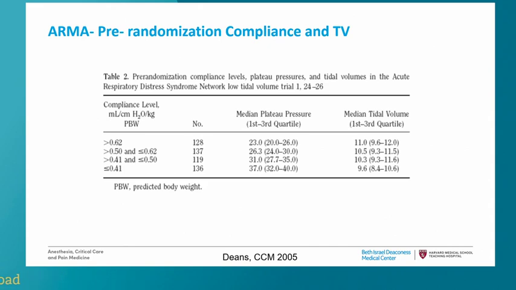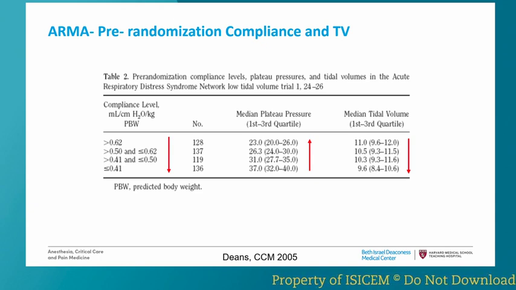So here you can see on the left-hand side of the graph the compliance of the patients who were enrolled in the trial. So this is pre-randomization data. You can see on the top is the higher compliant patients. On the bottom is the lower compliant or sicker patients. And then if you look at the plateau pressures and tidal volumes that those patients received, the higher compliant patients, so the non-sick patients, had lower plateau pressures and higher tidal volumes, while the sicker patients had received lower tidal volumes and had higher plateau pressures.